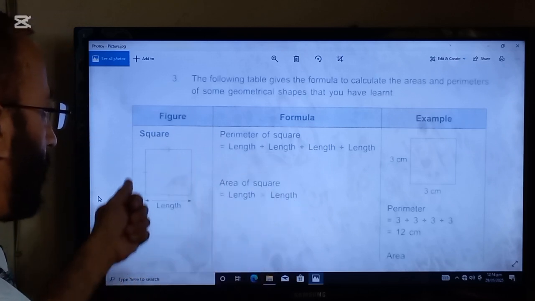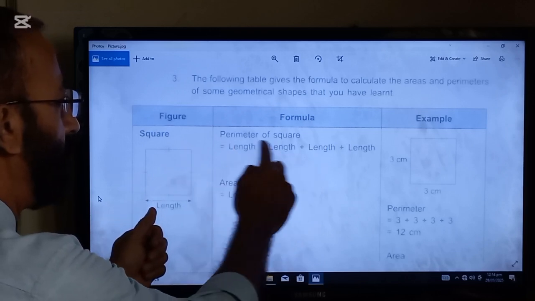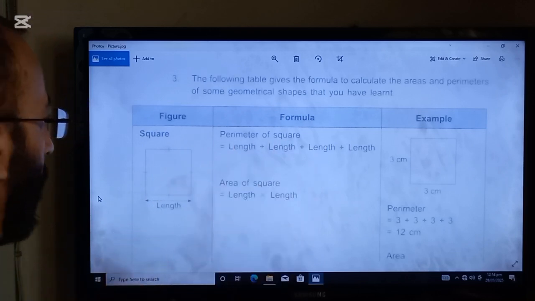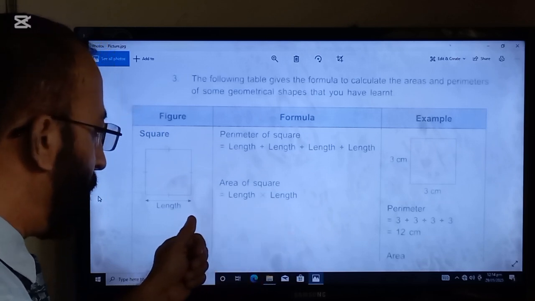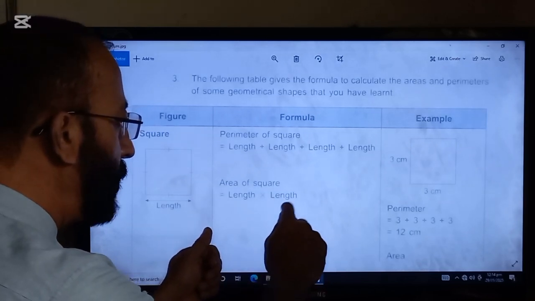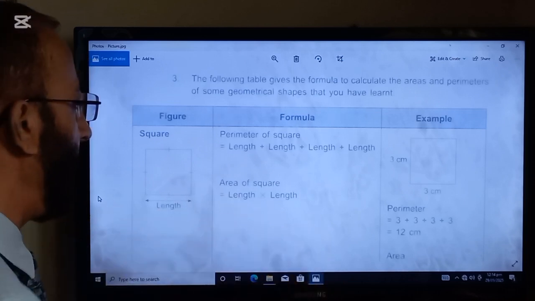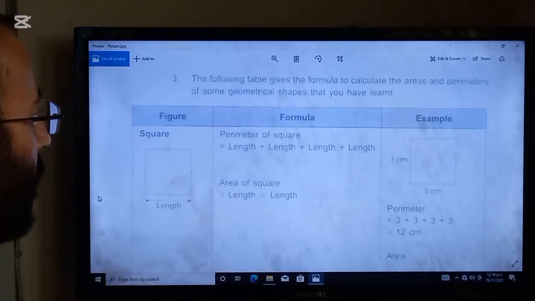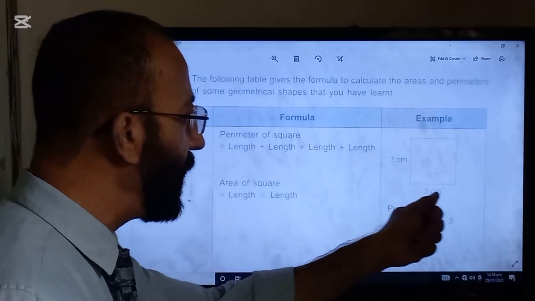L is the length. So 4 into the length will be equal to the perimeter of the square. And the area of the square is length multiplied by length. The formula is actually L square. So length square will be the formula for the area of the square. And these things, area and perimeter of the square, can be explained through an example.